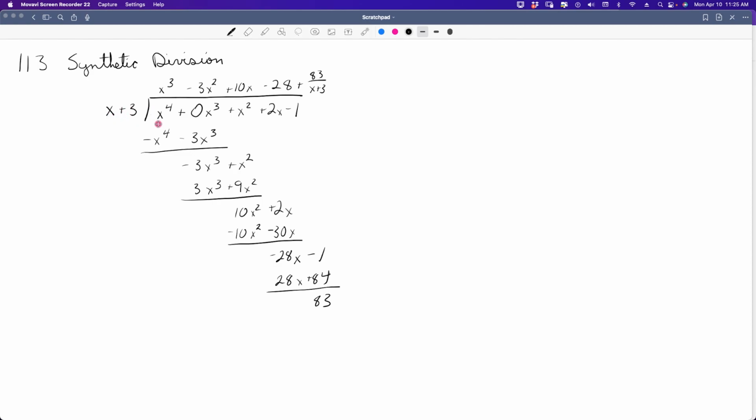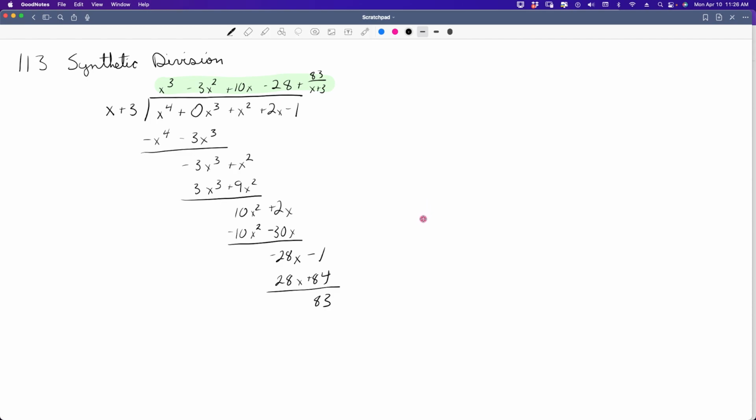We say x goes into this number, we get a response, and then we multiply, and then we change the sign, okay, so we can subtract, so that then we can reduce it as we go, so we can get down to what's left, which is the remainder of 83. And then this becomes your answer. All right, so keep this in mind right here. I'm going to show you how to do synthetic division.